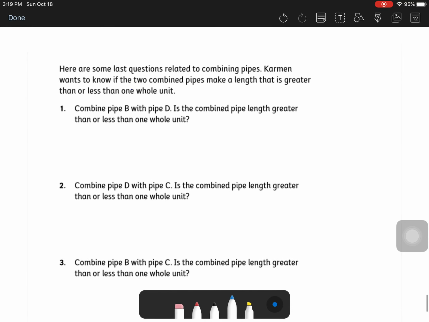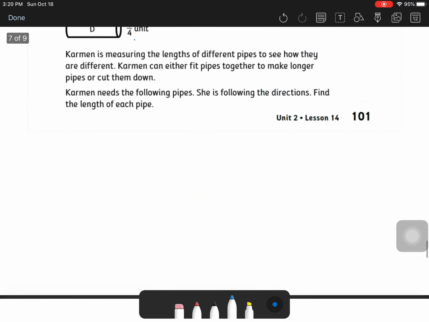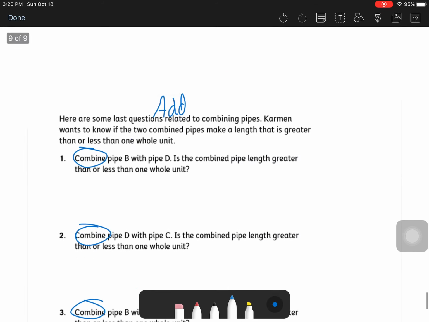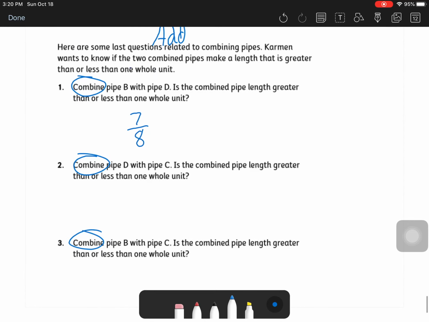And all right. Here are some last questions related to combining. Okay, combine. So combine, that means we're going to add on all of these, right? So B with D, what do we have? B with D, that would be 7/8 plus 1/4.